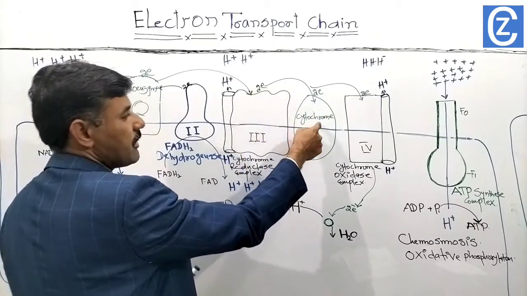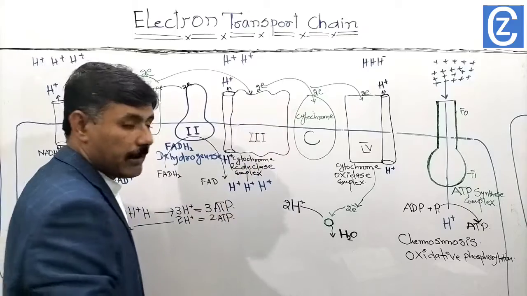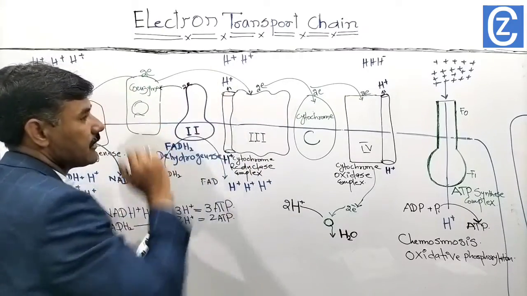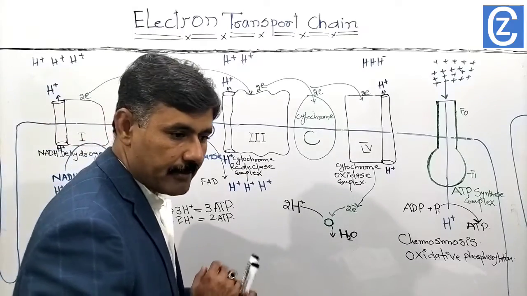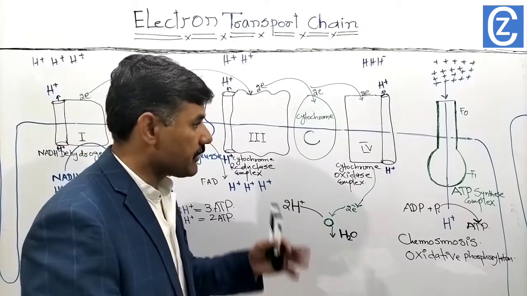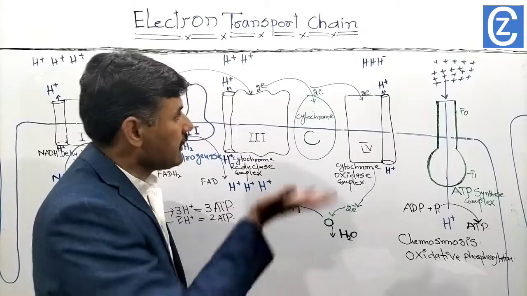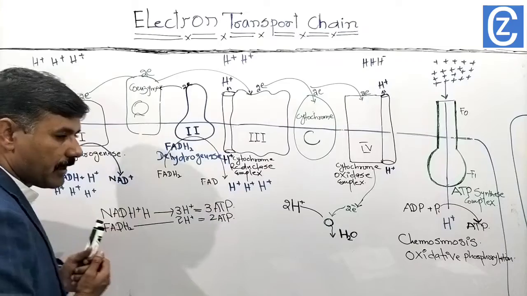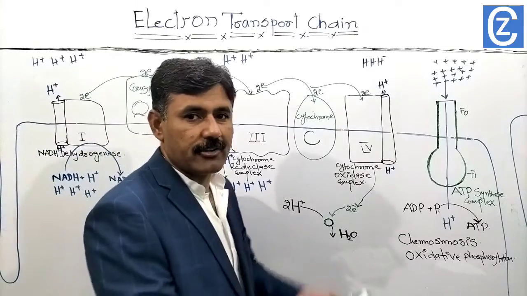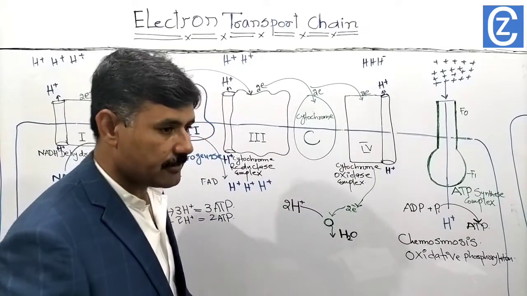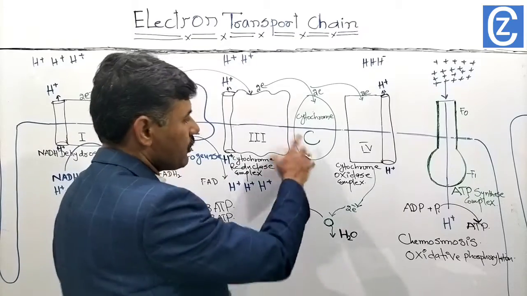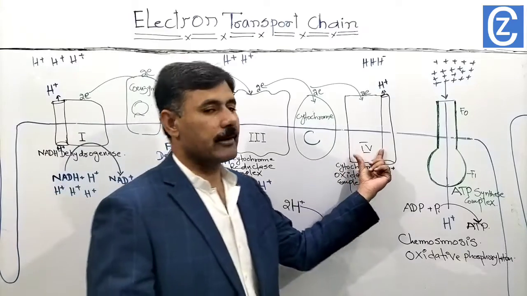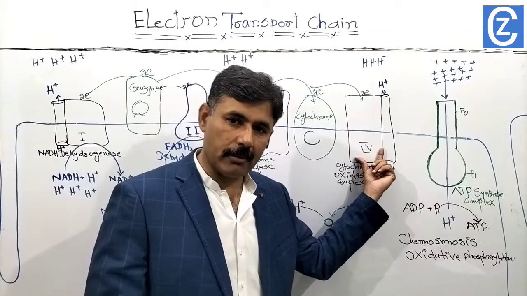And when it transfers electrons to complex C, it also pumps protons from the matrix inside the inner membrane space. Therefore, this is another place where protons have been pumped inside the inner membrane space. These are two places that we are studying where protons have been pumped from the matrix inside the inner membrane space. What will happen next? Cytochrome C complex is again oxidized by another complex that is called cytochrome oxidase complex.